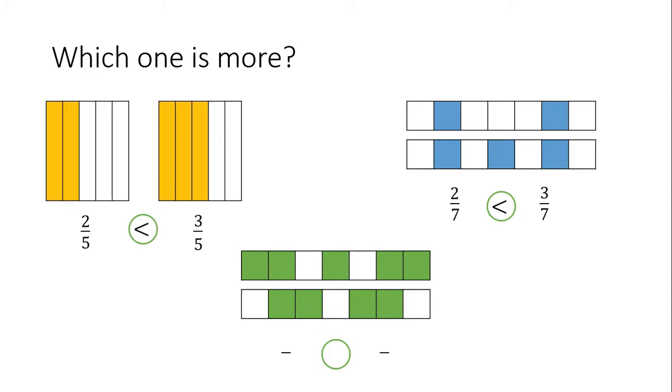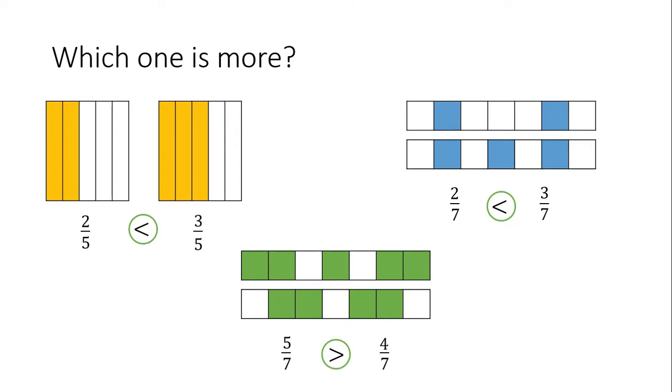Okay, let's look at the green ones on the bottom. Again, they're both divided into 7 equal pieces, but they have different amounts colored in. The one on the top has 1, 2, 3, 4, 5 colored in, whereas the one on the bottom only has 1, 2, 3, 4 colored in. Which one has more colored in altogether? It looks like the one on the top is a greater fraction, so 5/7 is more than 4/7. Do you see a pattern here?